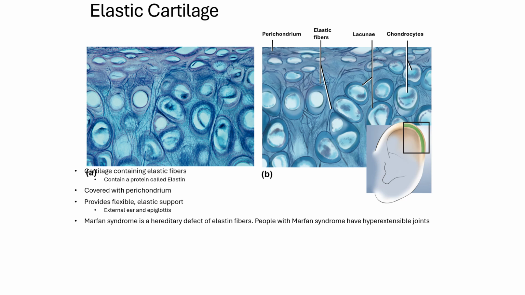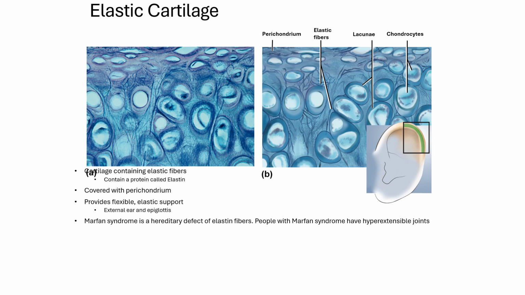Elastic cartilage. The microscopic appearance shows cells called chondrocytes, which are enclosed in the lacunae, and the fibers are elastic fibers. Now, the elastic fibers contain a protein called elastin, and in Marfan syndrome, which is a hereditary defect of the elastin fibers, you find these people have hyperextensible joints. So that's the feature of Marfan syndrome.